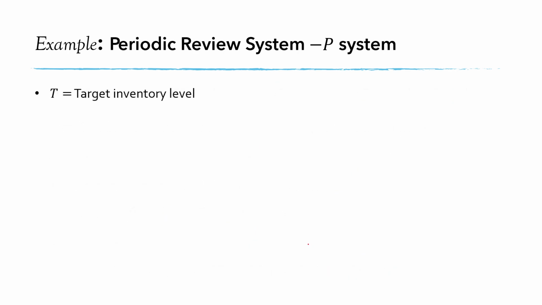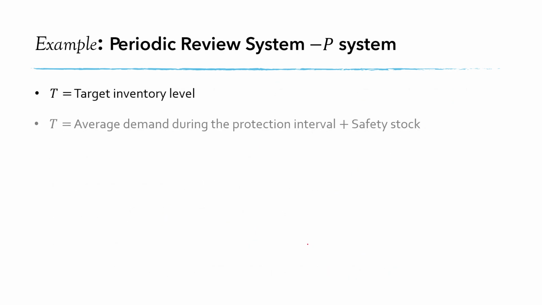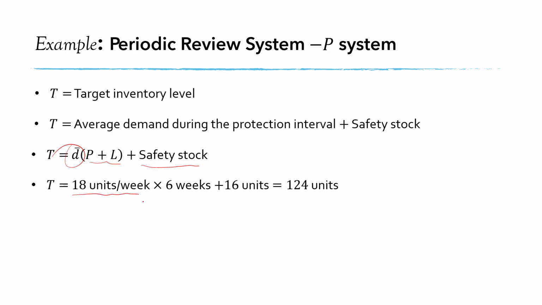Next, we calculate the target inventory level. Target inventory level formula is average demand during the protection interval plus safety stock. We have the information for the safety stock, and average demand during the protection interval can be calculated by multiplying the average weekly demand with the protection interval value. The average weekly demand is 18 units per week and the protection interval is 6 weeks. So we get the value of T, or target inventory level, equal to 124 units.